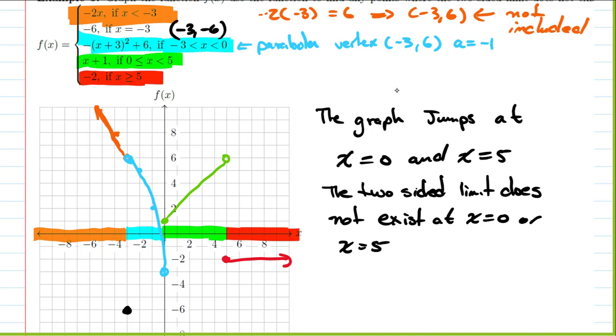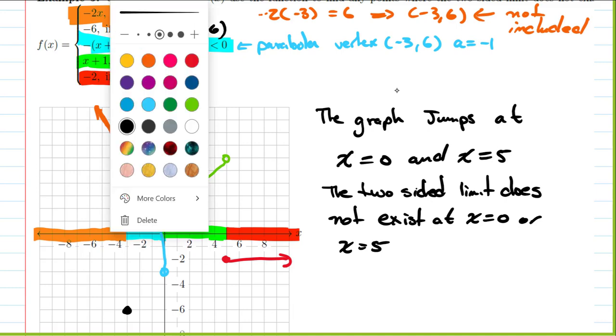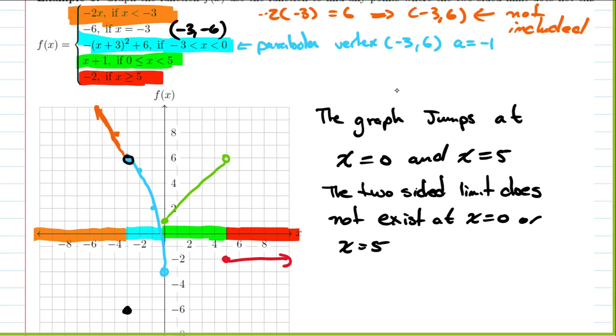So at the point x equals -3, our graph didn't jump. We have an open hole at that point right here. So, in fact, the value of it's defined all the way down here. So this is what's called a point discontinuity.